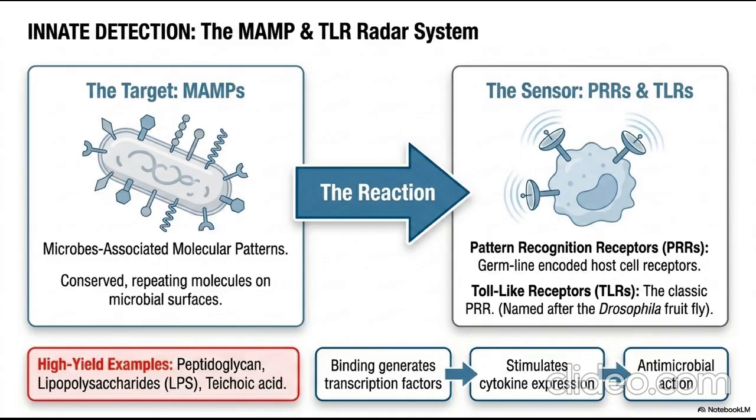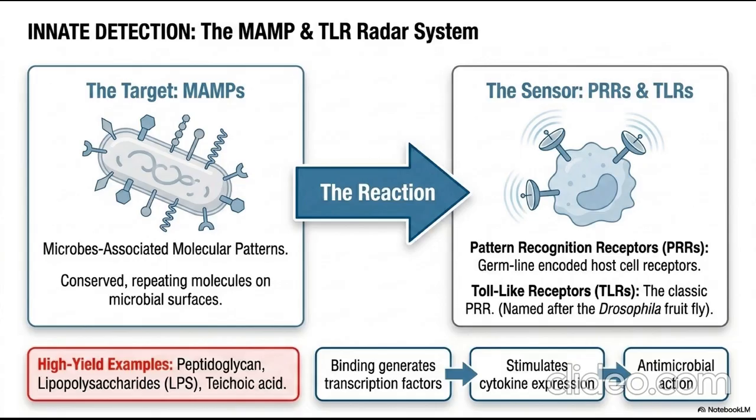Slide 3. Innate detection, MAMPs and TLRs. The target, microbe-associated molecular patterns. MAMPs are conserved, repeating molecules on microbial surfaces. High-yield examples include peptidoglycan, lipopolysaccharides, LPS, and teichoic acid.